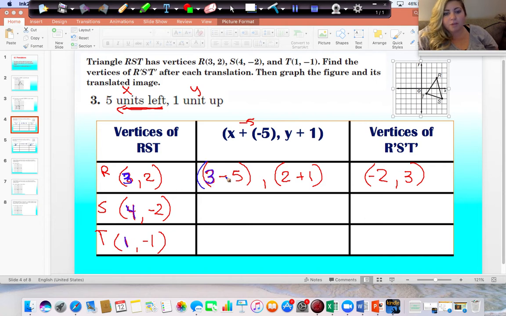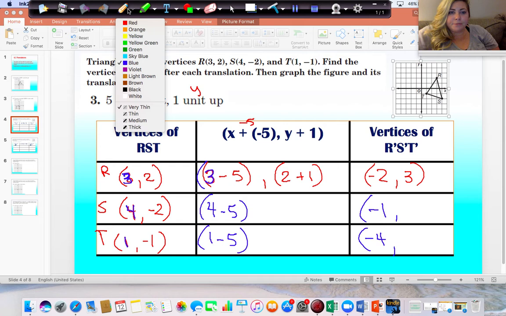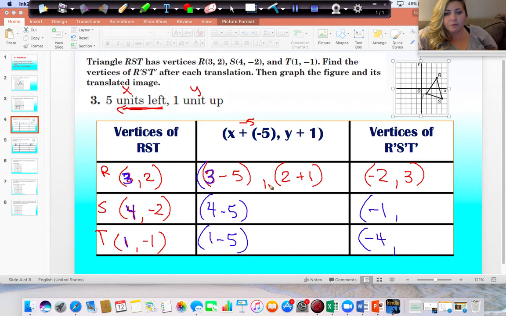For our x, and this may be harder to see, these are our x coordinates. And for our x coordinates, we are subtracting 5 from them. So 4 minus 5, 1 minus 5. 4 minus 5 gives us a -1, so that's our new x coordinate there. And 1 minus 5 gives us a -4, so that's our new x coordinate there. Okay, so for our y, we are adding 1, so we've got -2, but we need to add 1, so now we are at -1. We are at -1, and we are adding 1, so now we are at 0.